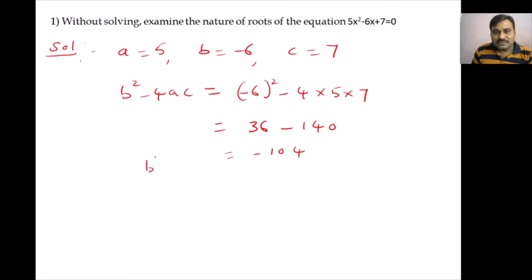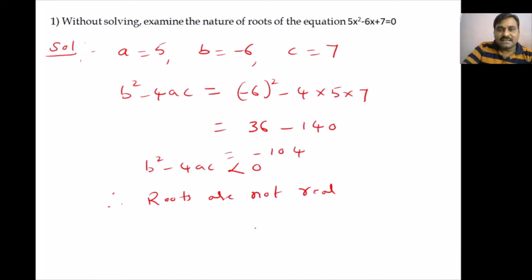So b square minus 4ac is negative, so we can write it is lesser than 0. Then we can write that the roots are not real, or the roots are imaginary, as the b square minus 4ac value we got is negative. Now let us see one more question.